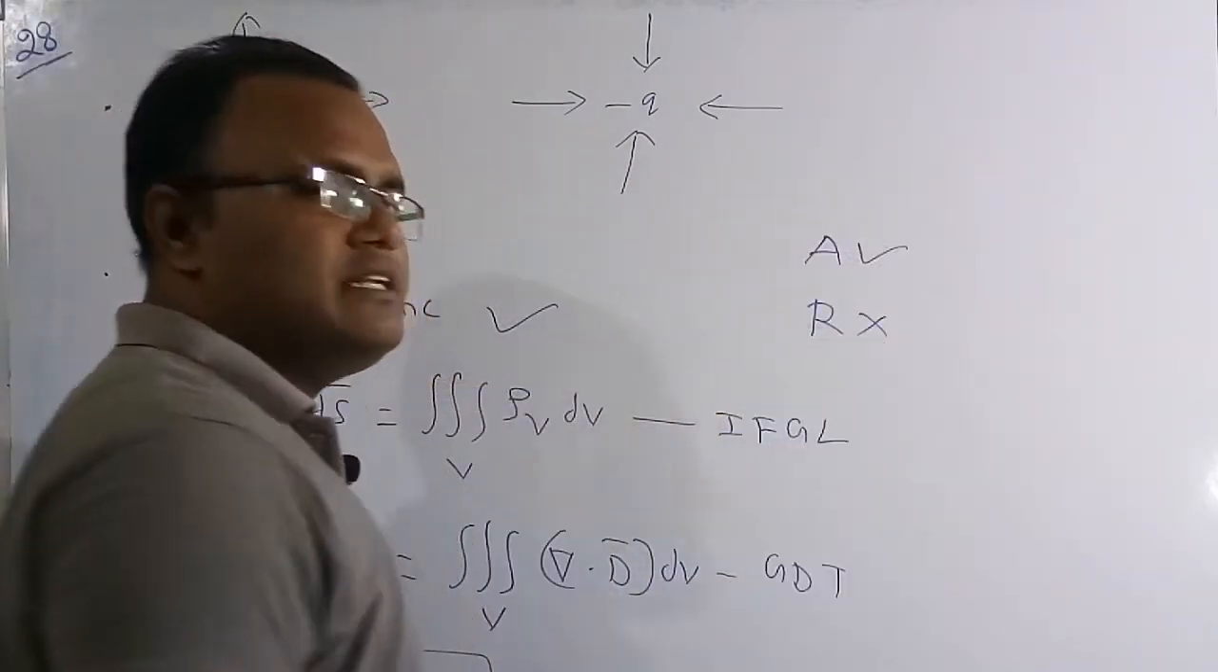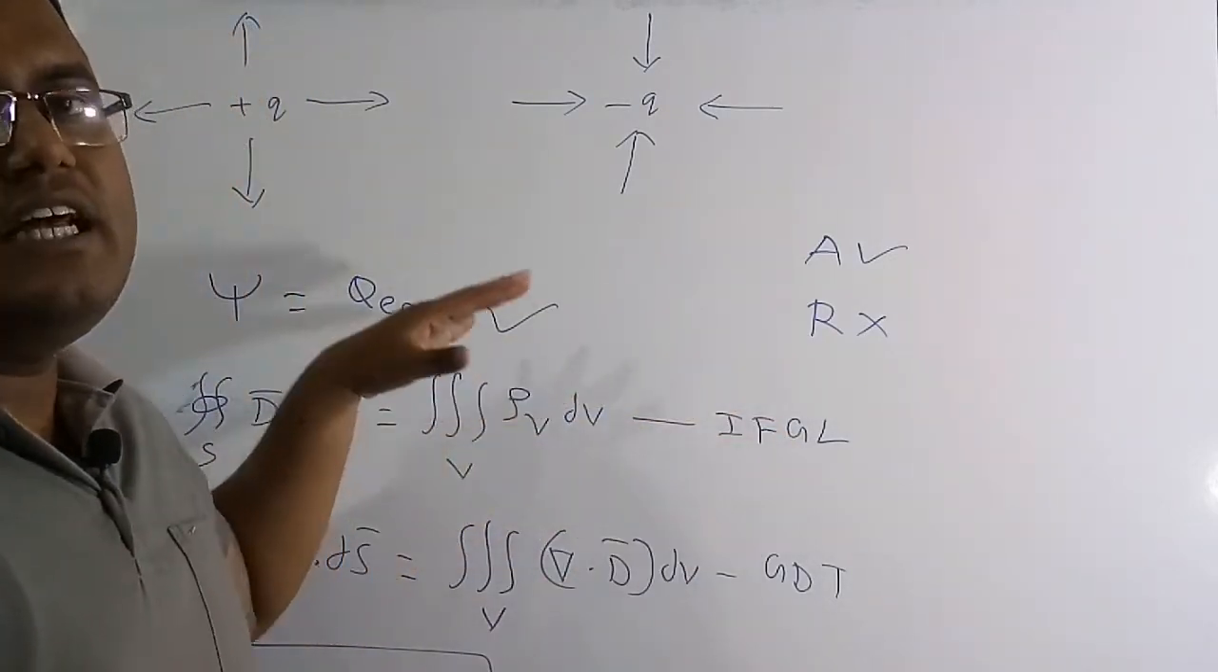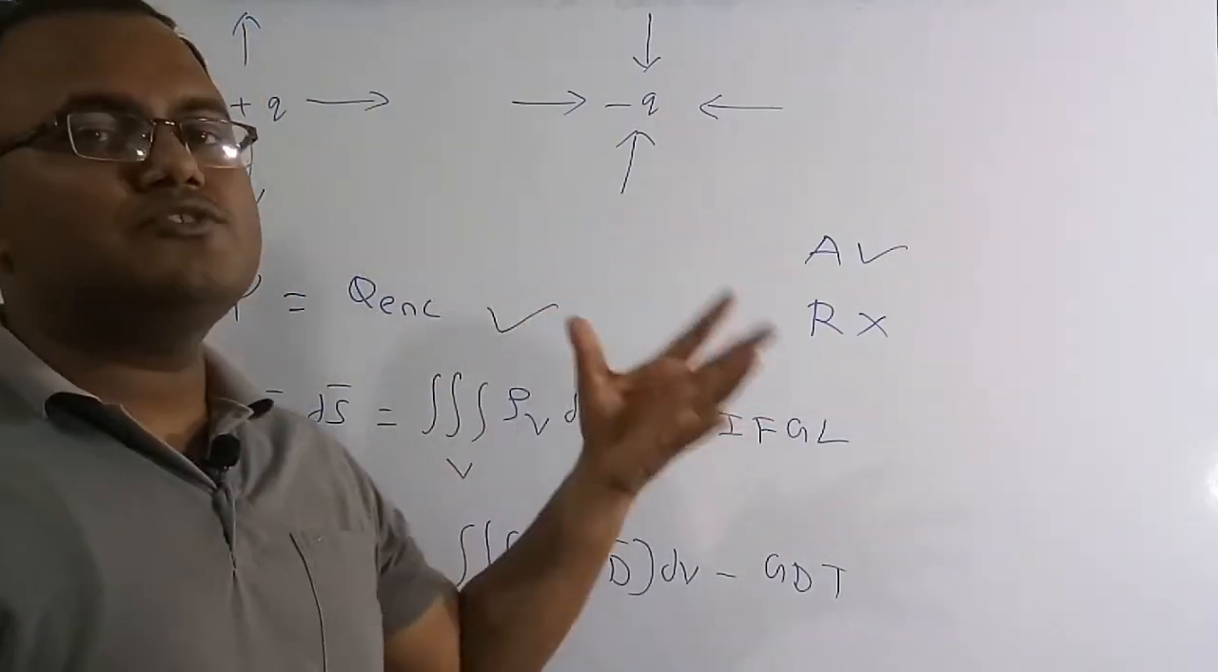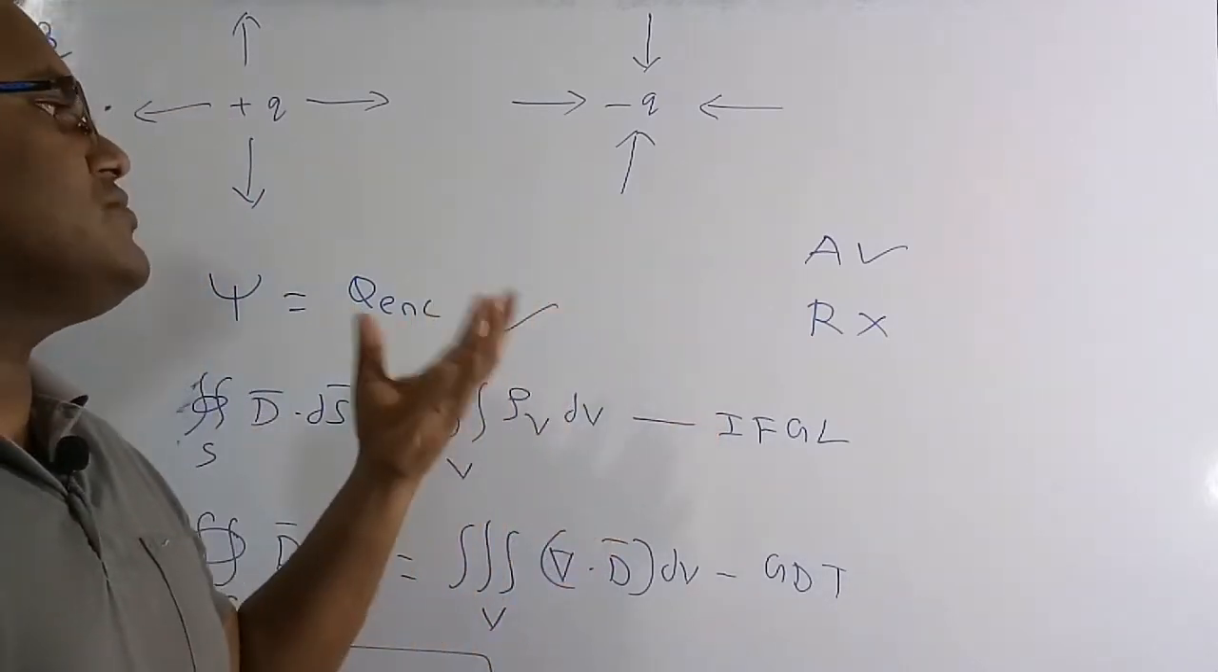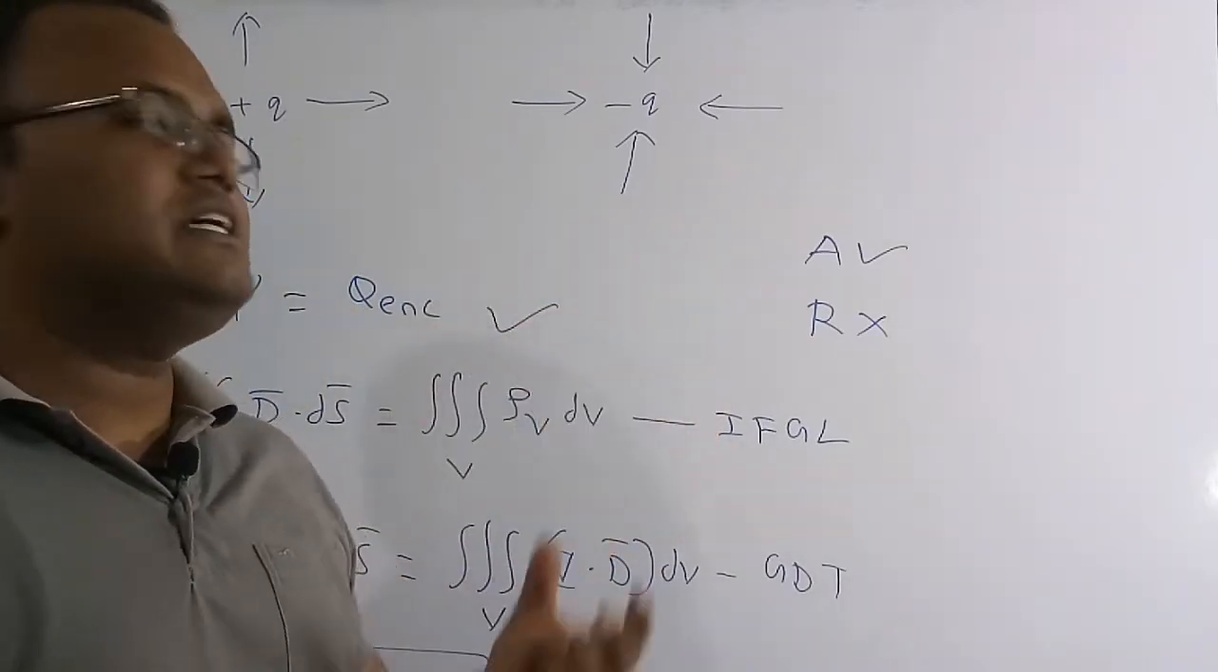The reason should be in this manner: the amount of electric flux passing through a closed surface is equal to the amount of charge enclosed by that surface. This is called the Gauss theorem. So now we are going to solve the 29th question.